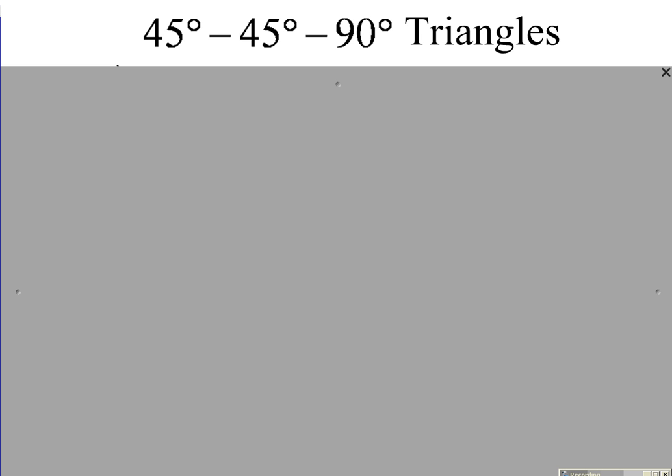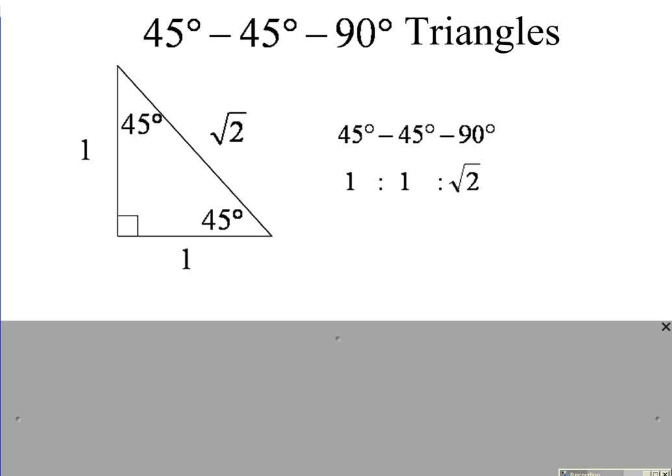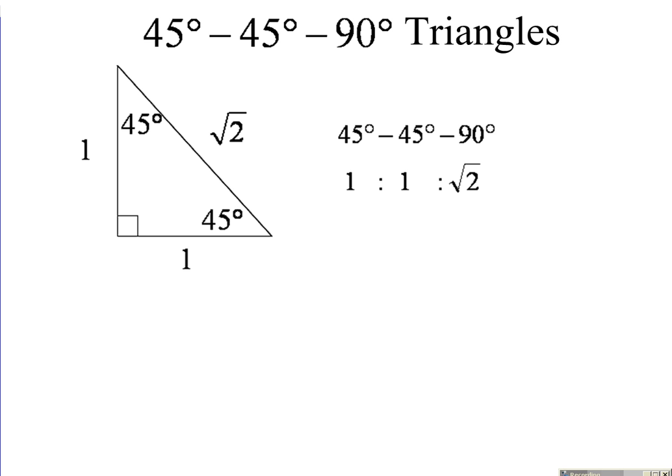Two special right triangles that you're going to be working a lot with in the next few homework assignments. 45, 45, 90 triangle. The sides will always be in these ratios, 1 to 1 to root 2. So you need to remember 45, 45, 90 is 1 to 1 to root 2.